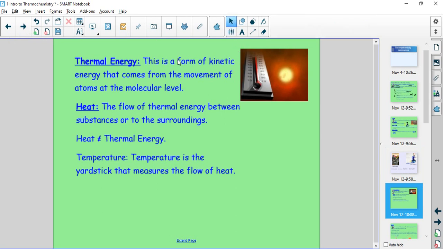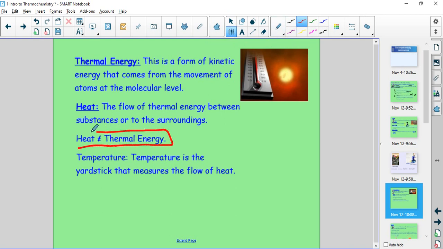Now we measure thermal energy in the form of temperature. So temperature, or a thermometer, is what we use to measure thermal energy in the form of kinetic energy, the energy held within or between molecules. Now, what is key here is this: heat doesn't exactly mean thermal energy. Heat refers to a movement of this thermal energy, the flow of thermal energy between substances or to the surroundings. So once energy is moving, that is what we refer to as heat.